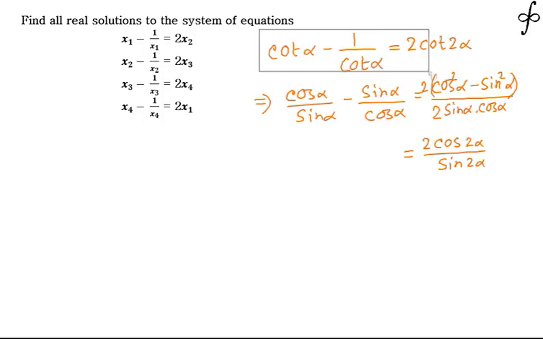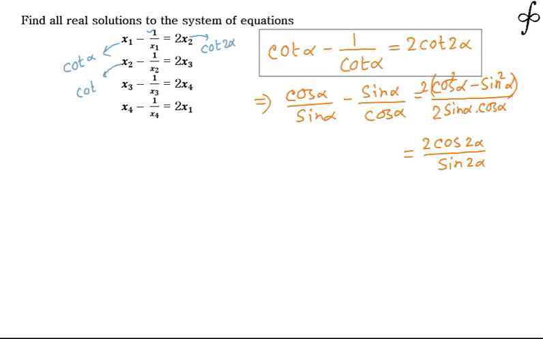So this is the identity which is going to be used for solving each and every equation in the system. If I assume x1 to be cot alpha, then 1 by x1 will be 1 by cot alpha, so x2 will come out to be cot 2 alpha. In the next equation, putting x2 as cot 2 alpha, 1 by x2 will be 1 by cot 2 alpha, so x3 will come out to be cot of double of 2 alpha, that is 4 alpha.